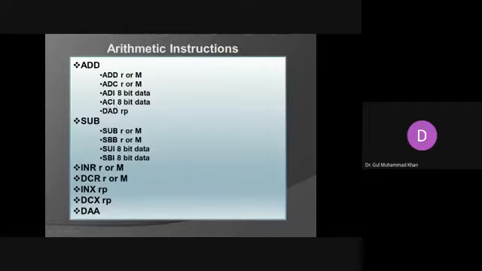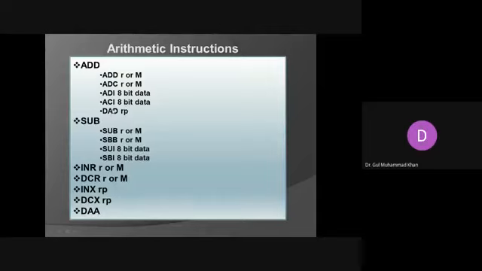Similarly, we have ACI 8-bit data. In this case, the contents of the accumulator are added with the 8-bit data plus carry. The carry is there, right? So 2-byte instruction, 2-byte instruction. This one, ADI, is just the addition of accumulator with the 8-bit data. This one, ACI, is the addition of accumulator, carry, and the 8-bit data.